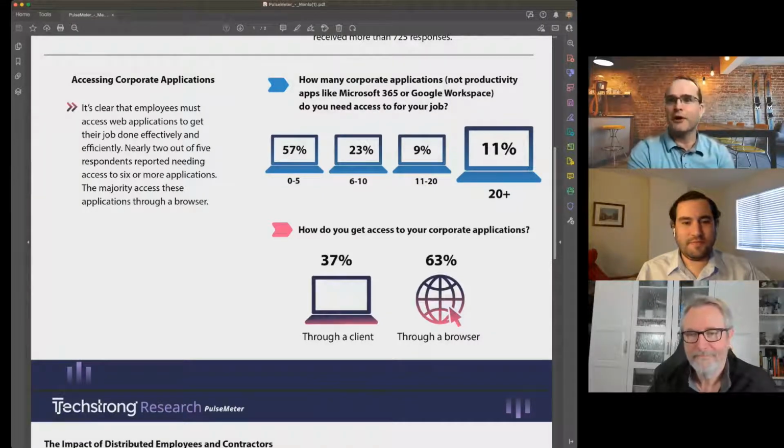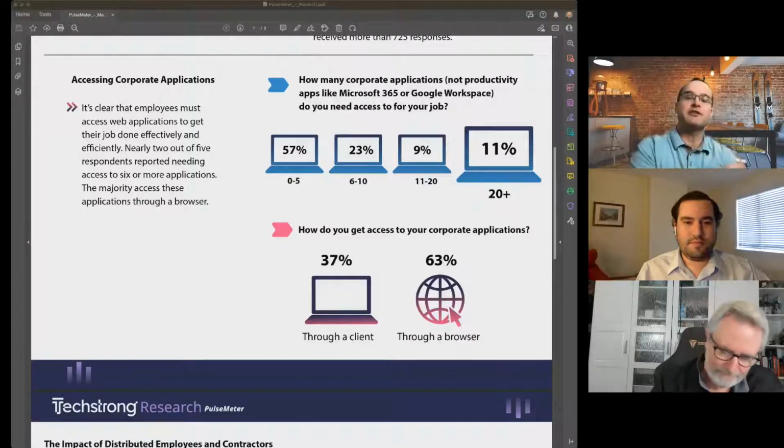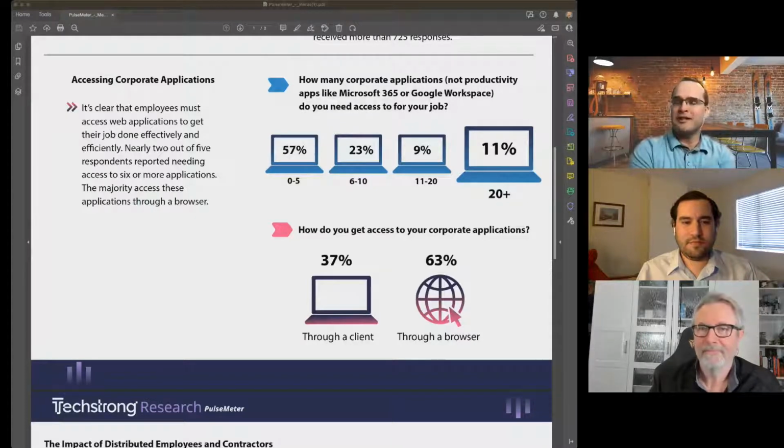It's almost two-thirds, right? Are accessing the applications through a browser. And again, this wasn't about O365 or G Suite. This was about these private applications, and much of that access is now through that browser. And I think that number will continue going up.